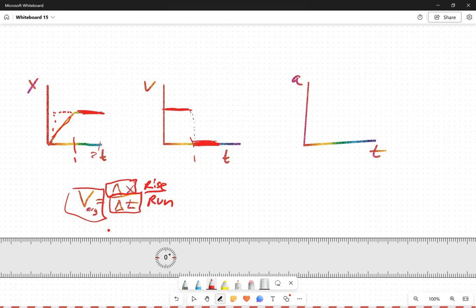I can use the same thought process for my average acceleration. That's going to be the rise of my velocity graph divided by the run, which is my time. For this specific graph, the slope here is 0, so my acceleration for the entire time is 0.